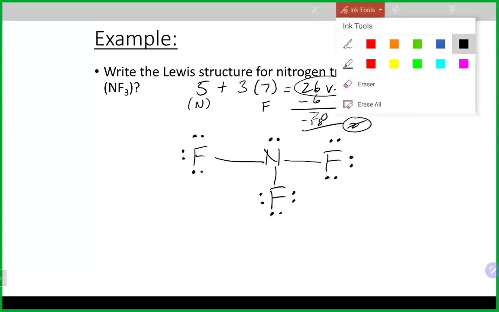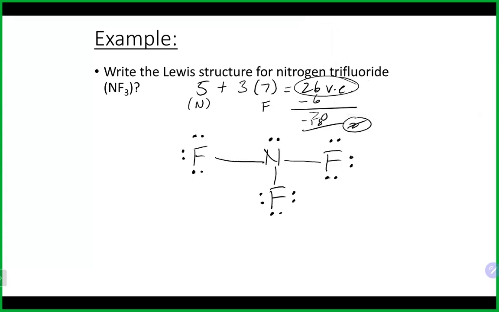Last thing I want to always check is to make sure everybody is happy in terms of the octet rule as well. So if we look at this fluorine on the right, 2, 4, 6, and 8. So he's good to go. This one's identical, 2, 4, 6, and 8. This one's also identical, 2, 4, 6, and 8. And when we look at the nitrogen, 2, 4, 6, and 8. Everybody has 8 valence electrons. And everybody will be happy with a little highlighting going on there. Any questions on that there?